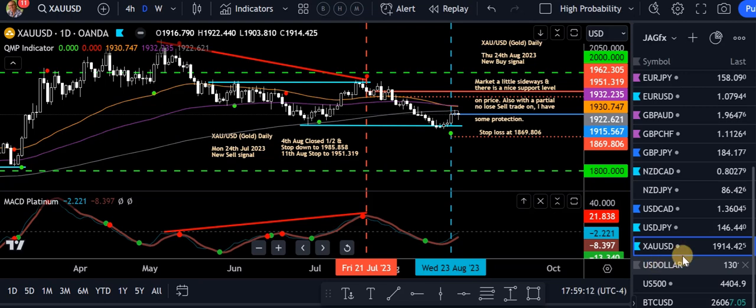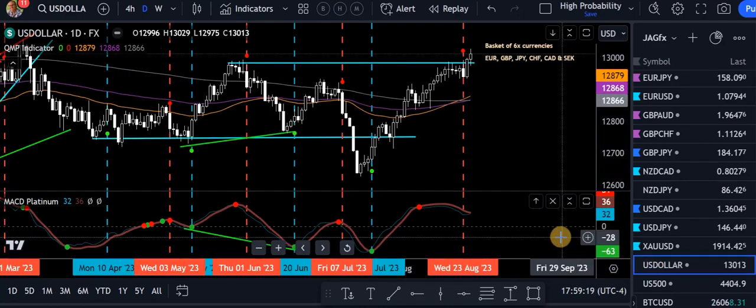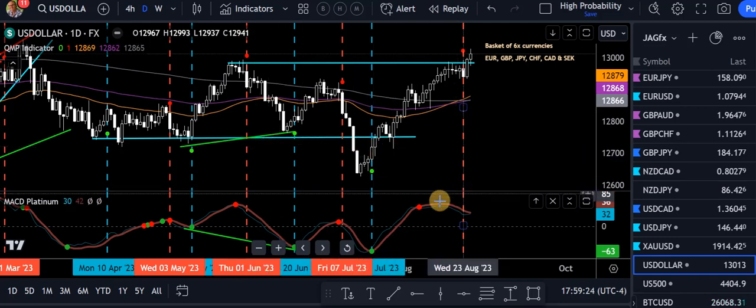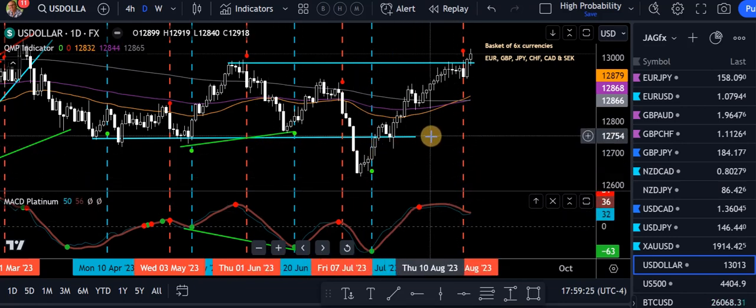That's gold. Right, next three, just more out of curiosity, for the fun of it, as I say. US dollar. These are all the valid signals, buys and sells. It's just like any chart.